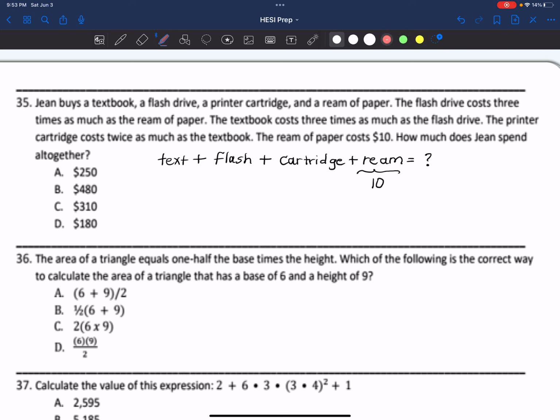And let me just color code. It says the ream of paper is $10. Then it tells me that, let me just start back up here, the flash drive costs 3 times as much as the ream of paper. So the flash drive is 3 times 10.